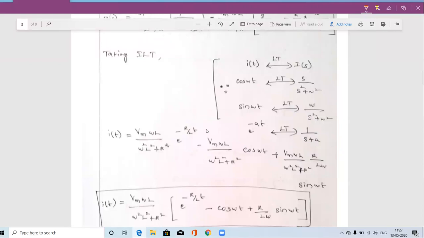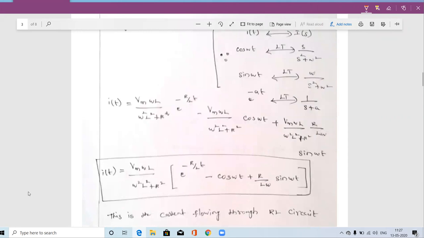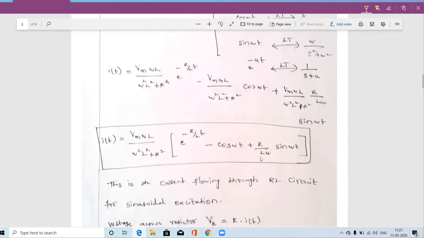One is if a unit step input is applied, the current is a different value, a different equation. In yesterday's topic, we discussed impulse input. When we apply an impulse input, we get a different output. Similarly, for the same RL circuit, if you apply a sinusoidal input, we will get a sine term and a cos term, sin omega t and cos omega t. So this is the method.